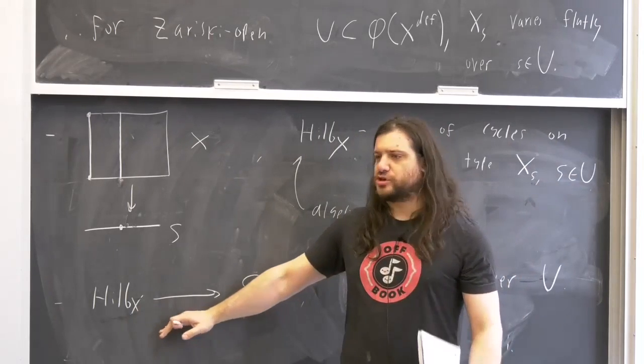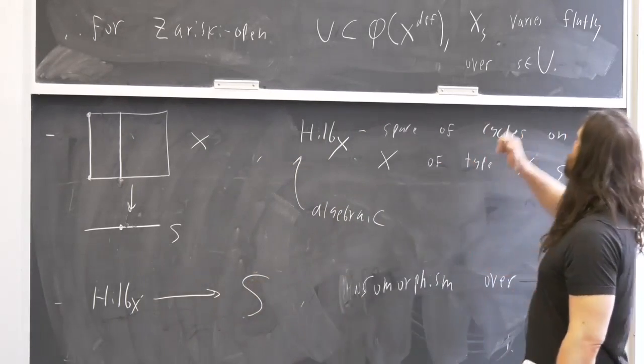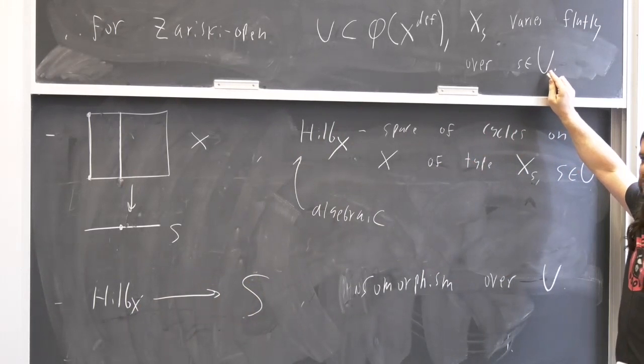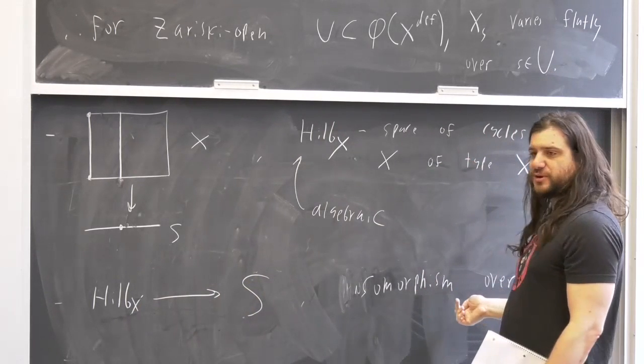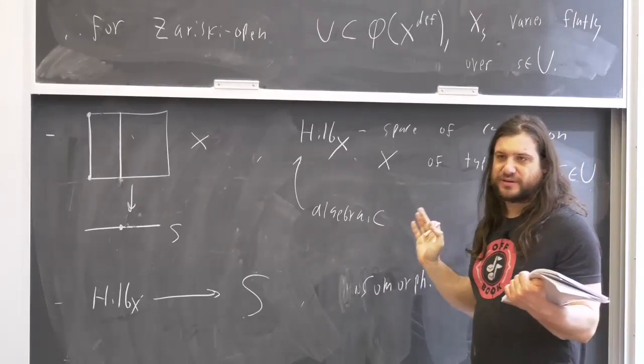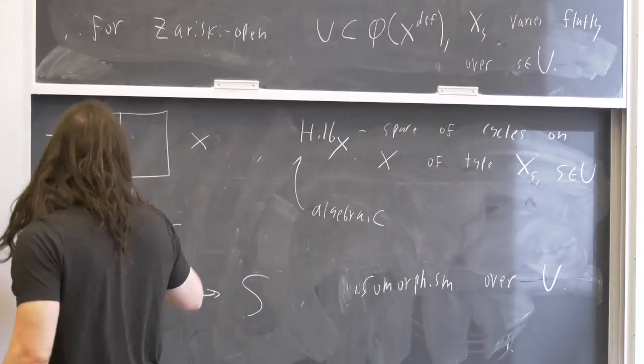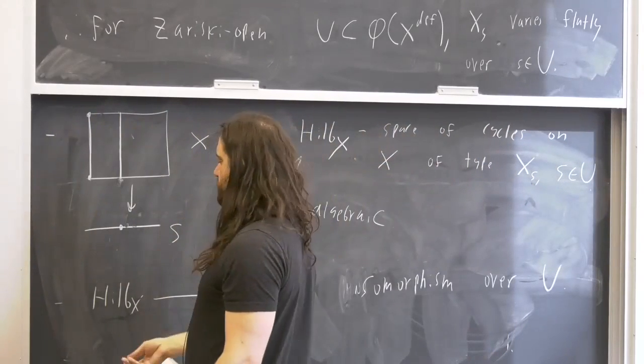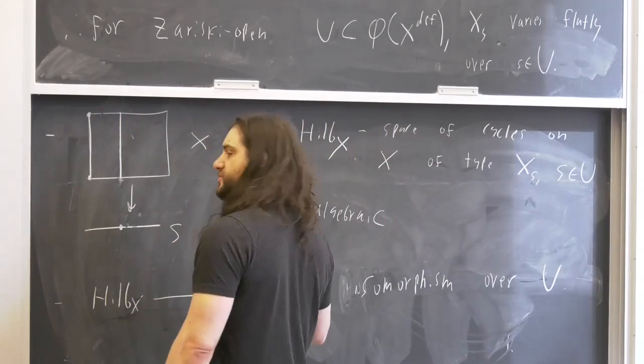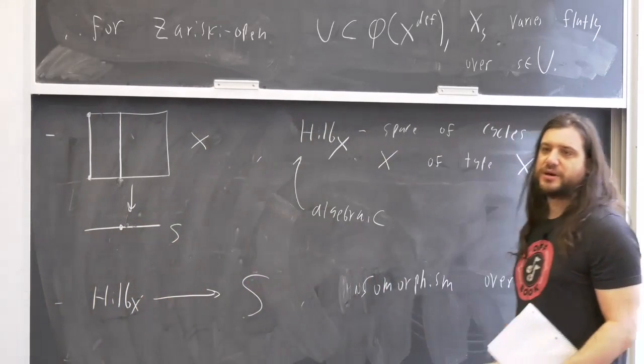So we have very little control over what happens over the non-good locus, not what's in U. But over U, we have an isomorphism, and that's really all we care about. And so now, instead of studying the image of X, we can show that it's basically enough to study the image of this thing, and so you're down to the case of a modification.